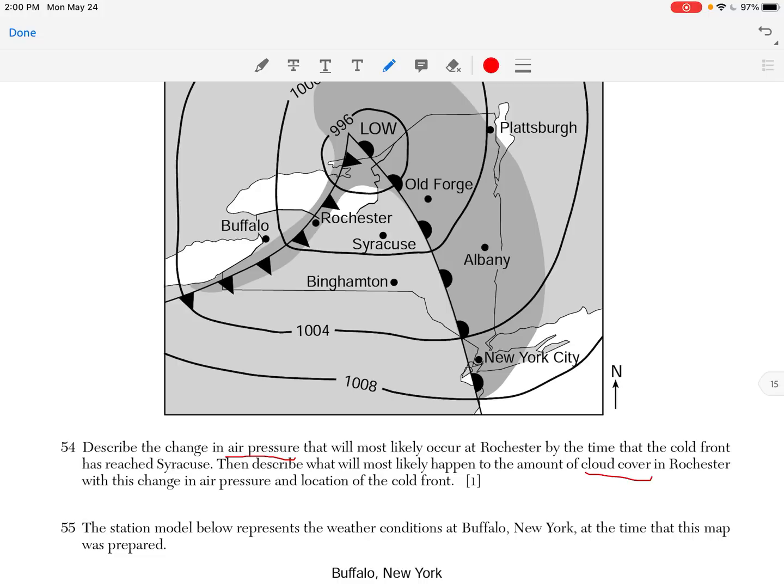And we can tell that based upon the fact that the 996 line is here and the 1,000 line is here, and it's somewhere in between there. And you can see that it's in the shaded region, which means it's pretty cloudy there.